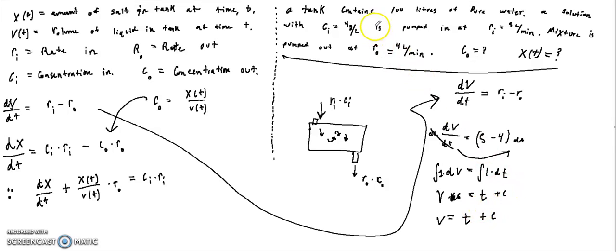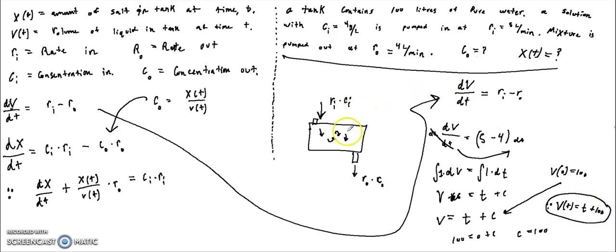So right here we have 100 liters of water at time equals 0. So v of 0 equals 100. And we just plug that in, and we get 100 equals 0 plus c. So c equals 100. Therefore, v of t equals t plus 100. Hopefully that all made sense.